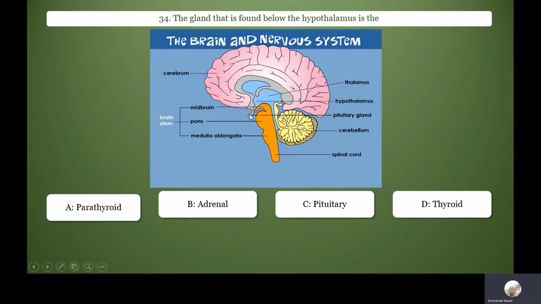The pituitary gland is an endocrine gland. It's actually called the master endocrine gland because it releases many hormones that control other endocrine glands. So there's a very powerful link between the hypothalamus and the pituitary gland. So the correct option here, 34, is pituitary.